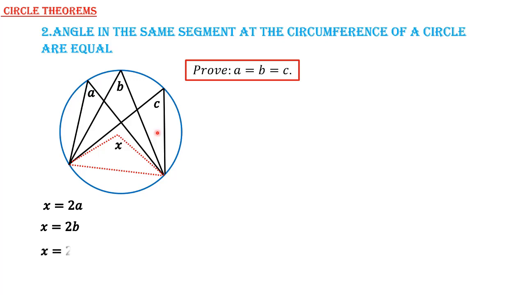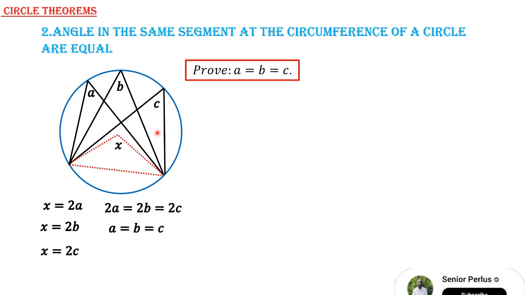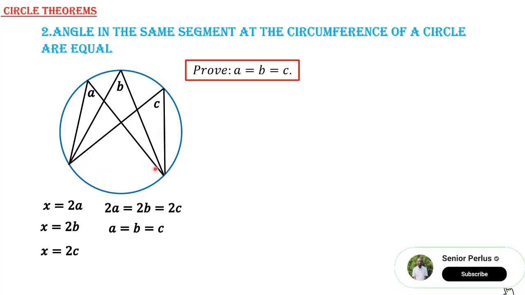So if you equate them, because all of them equal S, you get 2A equals 2B equals 2C. Therefore, A equals B equals C. That's why we are saying that angles in the same segment at the circumference of a circle are equal. Right? Circle theorem.